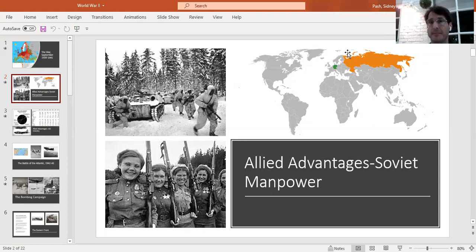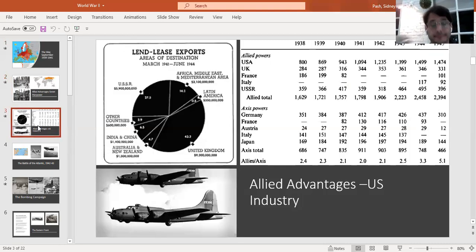So Soviet manpower, really important. I would say, however, as important as Soviet manpower is American industry. If you look at war production, Germany has some small but significant advantages. The Germans produce the best jet aircraft of the war, but they deployed these aircraft late. It's the first really operational jet aircraft, but it's late in the war in limited numbers.